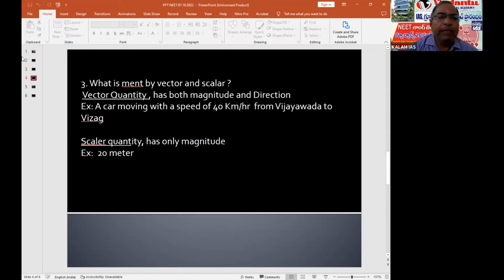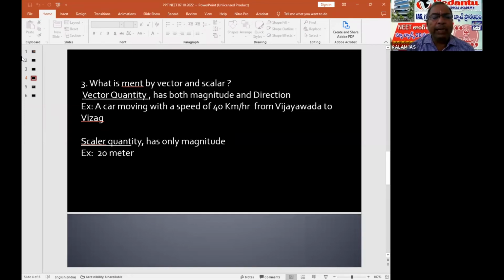Next one. What is meant by vector and scalar? A vector quantity has both magnitude and direction. Magnitude is the number. Direction means from which place to which place. For example, a car moving with a speed of 40 kilometers per hour from Vijayawada to Vizag. Here the magnitude is the number 40 kilometers per hour, and the direction is from Vijayawada to Vizag. So it has both magnitude and direction, and it is called a vector quantity.